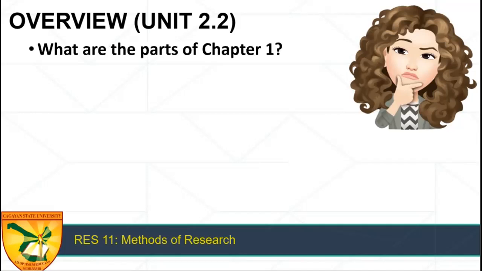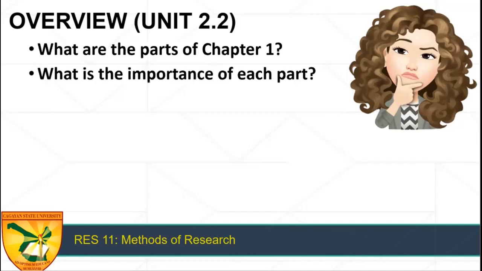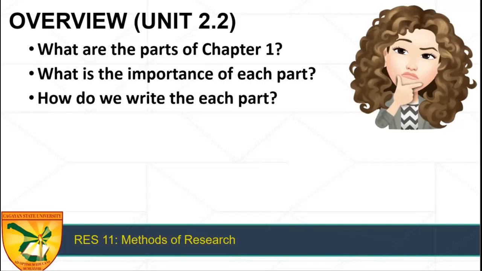Now that you already have a working research title, we are now ready to start writing. Remember that this research problem must be the research problem that the panel already decided for you to work on. We'll start with looking at the parts of Chapter 1, then looking at the importance of each part and how to write each part.